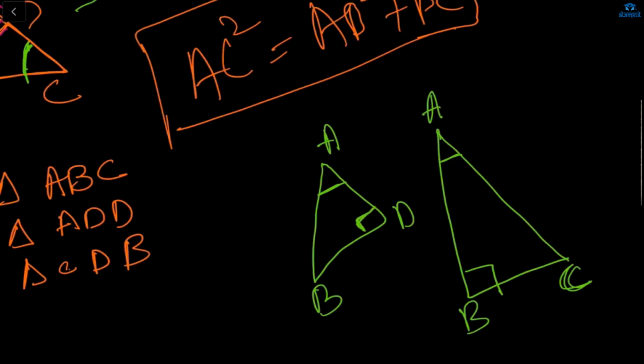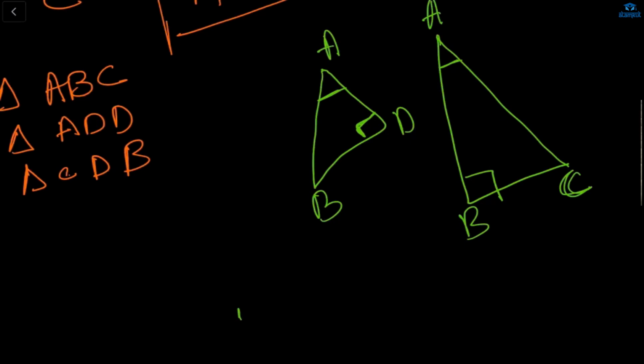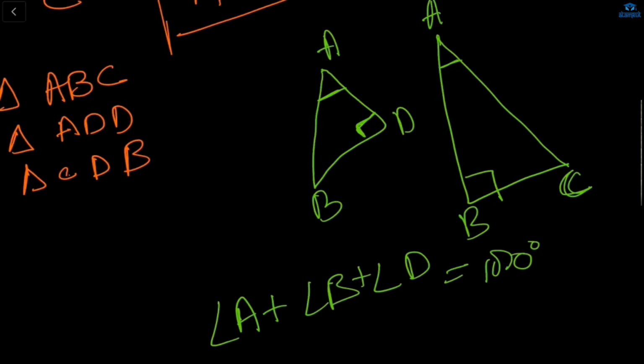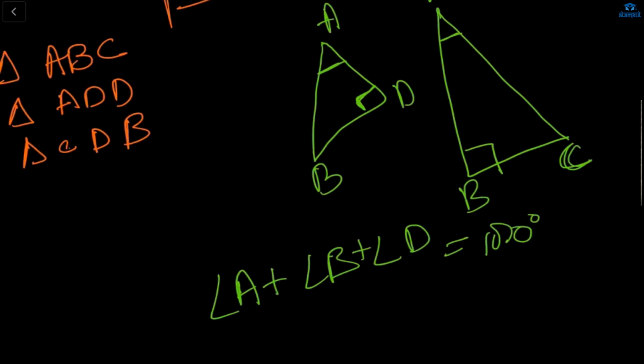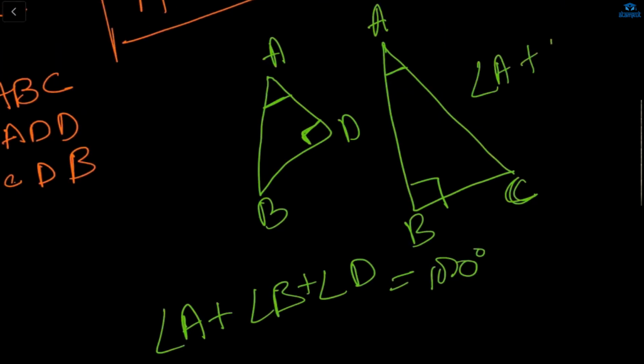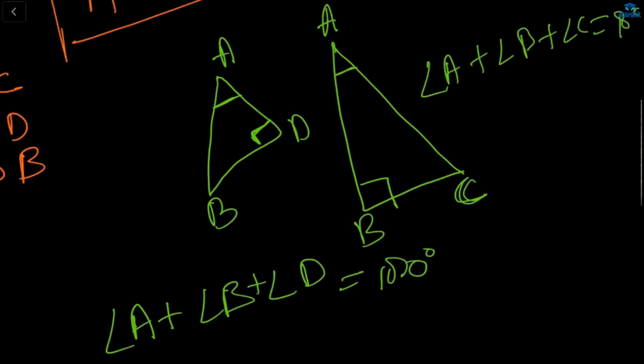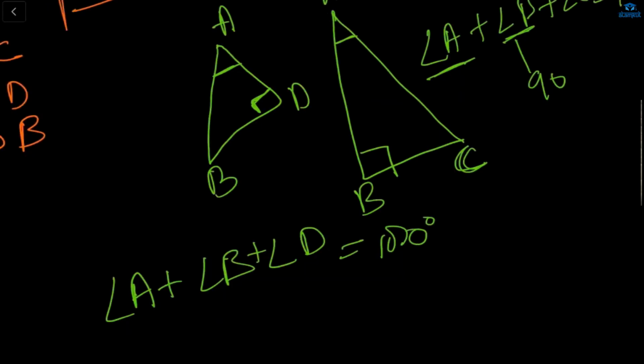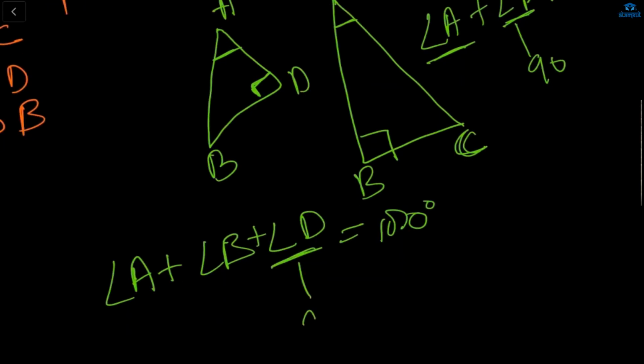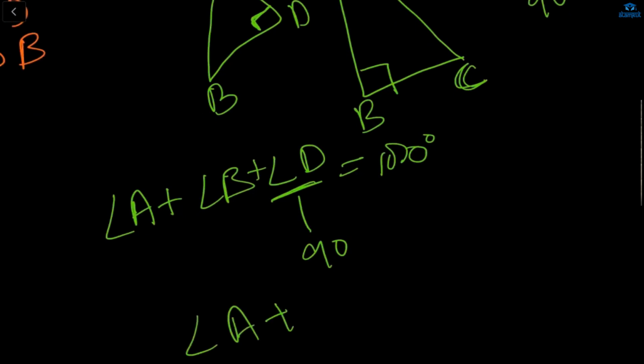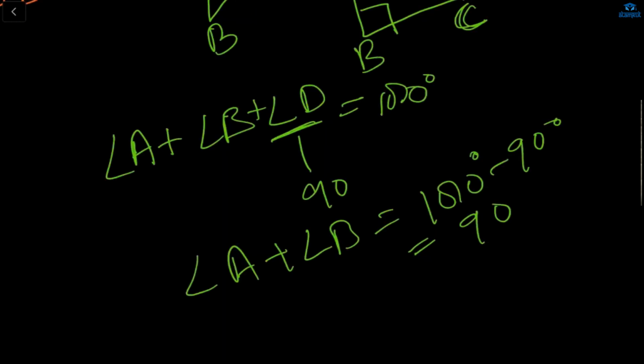Yes. Now the sum of all the three angles, angle A, angle B, angle D, in the smaller one will be equal to 180 degrees because the sum of all the three angles of a triangle is equal to 180 degrees. The same will apply in the bigger triangle also. Angle A plus angle B plus angle C will be equal to 180 degrees. Now angle B is equal to 90 degrees and angle A is already there. Here angle D will be equal to 90 degrees. So angle A plus angle B is equal to 180 degrees minus 90 degrees, which will be equal to 90 degrees. So here angle B will be equal to 90 minus angle A.